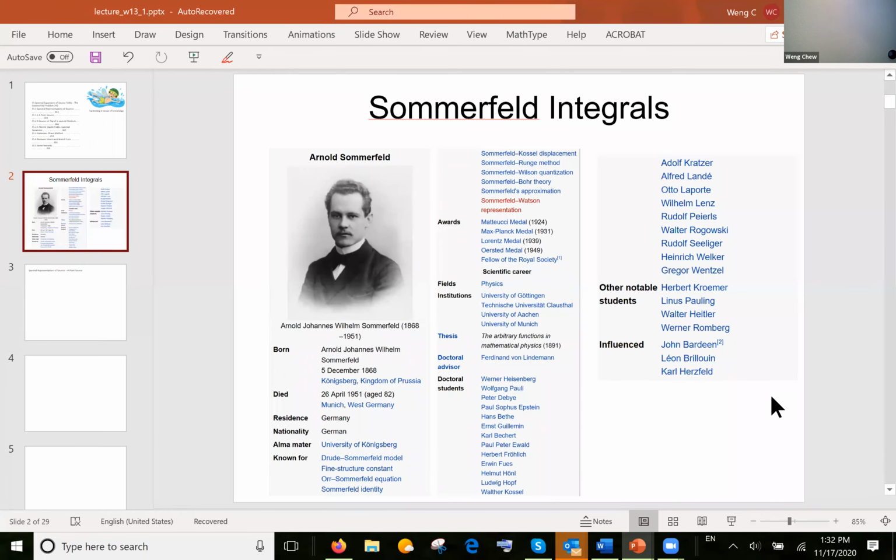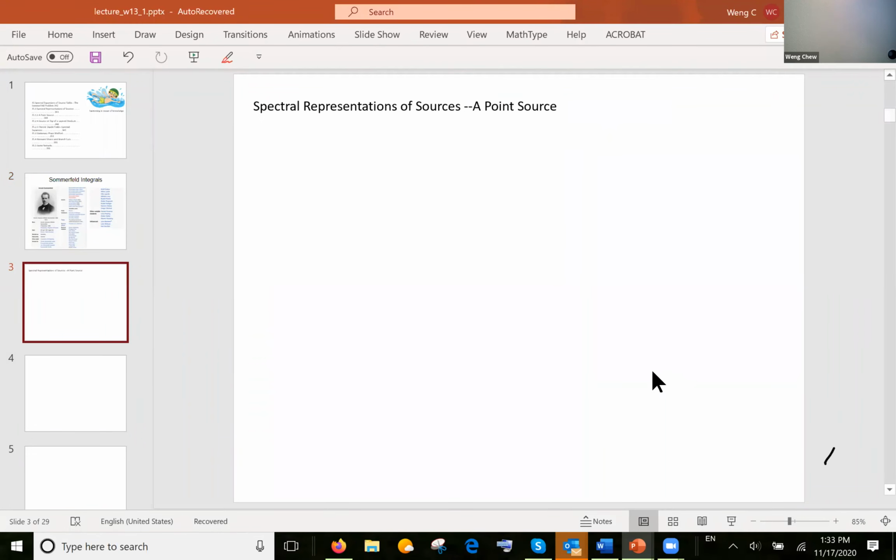Sommerfeld is a remarkable person because he had maybe 4 Nobel laureates among his PhD students. He has a number of awards. He did a lot of great things. Many of his students went on to win Nobel Prizes. Okay, so he's a very impressive person, but let's see what this Sommerfeld integral is.